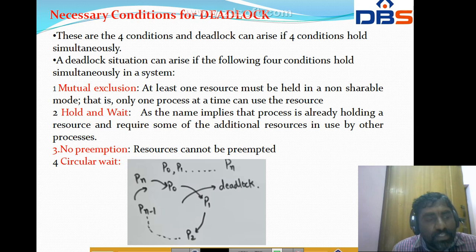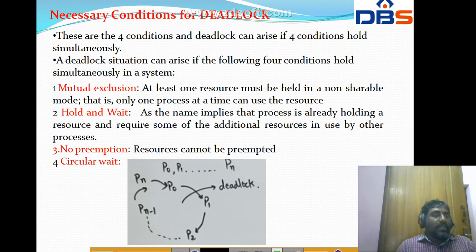So these are the four conditions. These four conditions must be true simultaneously for a deadlock to occur. If the system is in a deadlock situation, these four conditions must hold simultaneously.